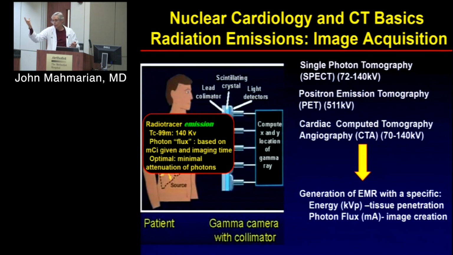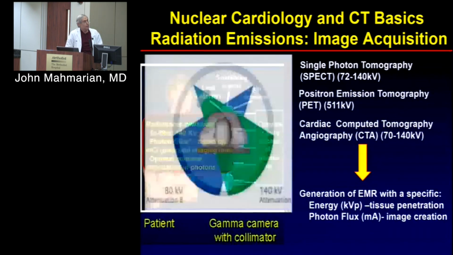Okay? So there's three types of interactions. So that's the most important interaction for us, if we can get away with it, is to have the photon emitted in the body and just simply pass through the body and hit the detector camera head and be accepted. Okay? Unfortunately, we do have to deal with scatter and attenuation of photons.